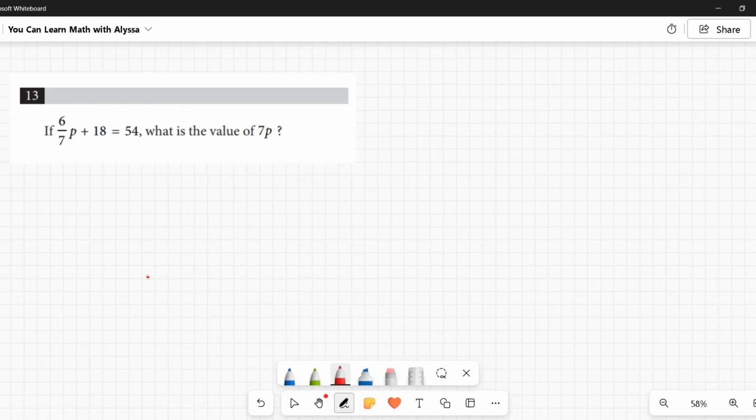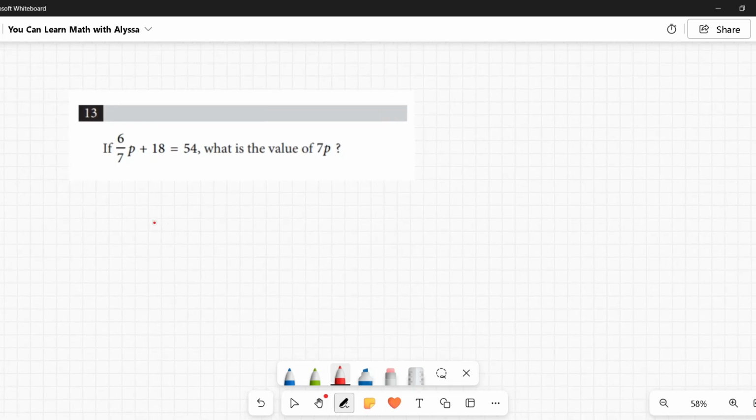Number 13, if 6/7 p plus 18 equals 54, what is the value of 7p? A lot of times with these ones where they say, what is the value of, instead of just asking for what is the value of x or what is the value of p, they ask what is the value of 7p. A lot of times there'll be something that you can do to this equation to get it to say what they're looking for equals blah, blah, blah.